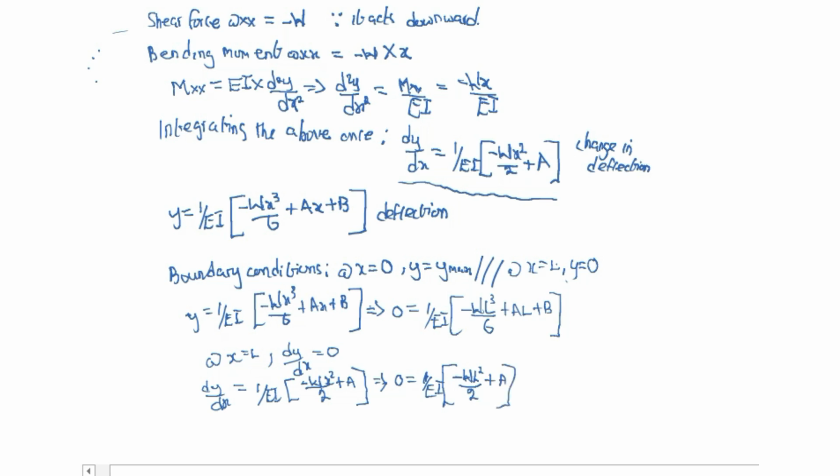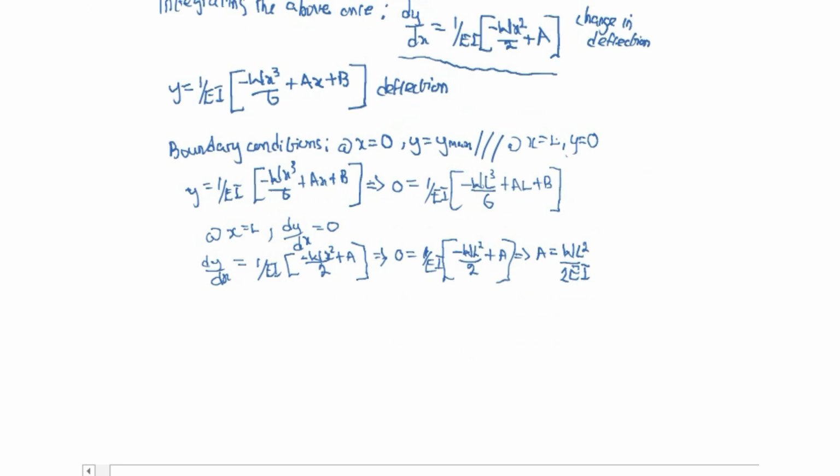From here we see that a is equal to wl squared over 2 multiplied by ei. So having gotten the value of a, we can now get the value of b.